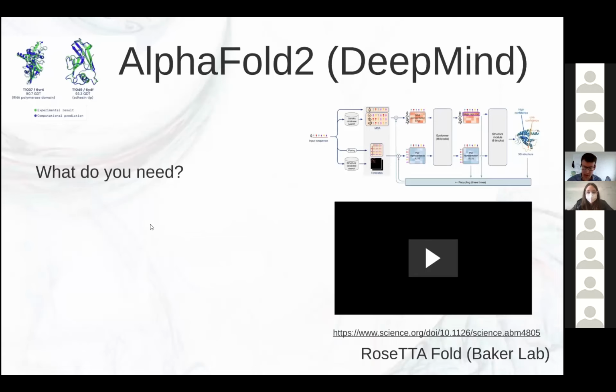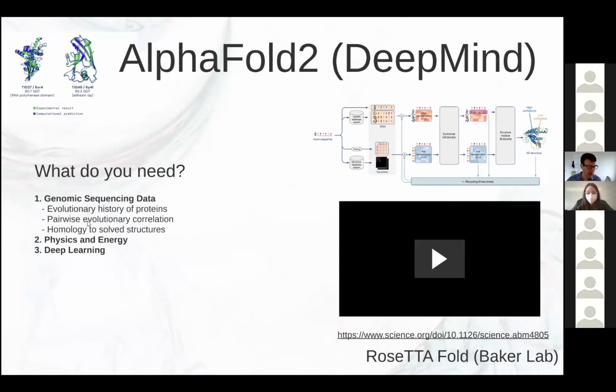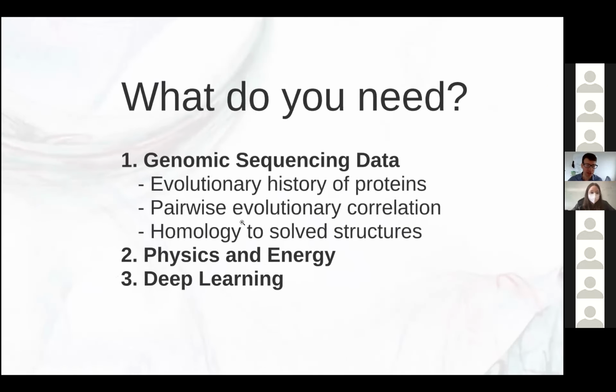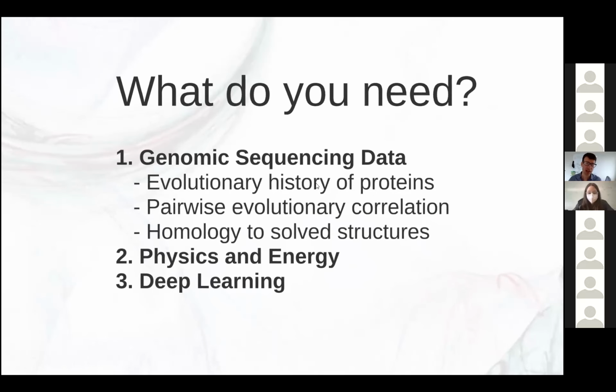So we're getting close to the end of the hour, but I wanted you all to think about what you need to be able to do structural predictions. You need a few things, but the most important of which turns out to be what we're talking about today. One of the reasons that AlphaFold is so good is because it uses everything that we've just chatted about. So it uses evolutionary history of proteins and pairwise evolutionary correlations, and it uses those things to figure out homology to solve structures.